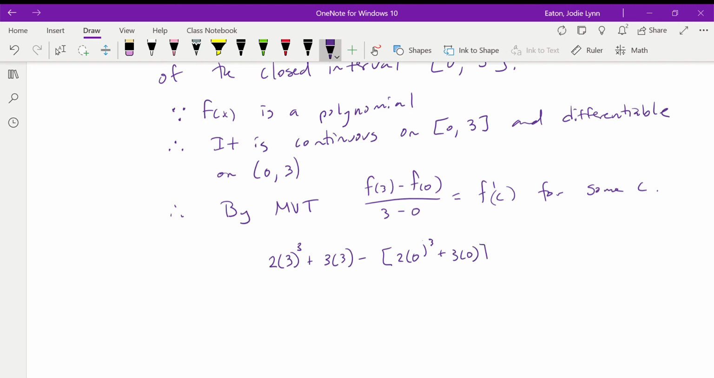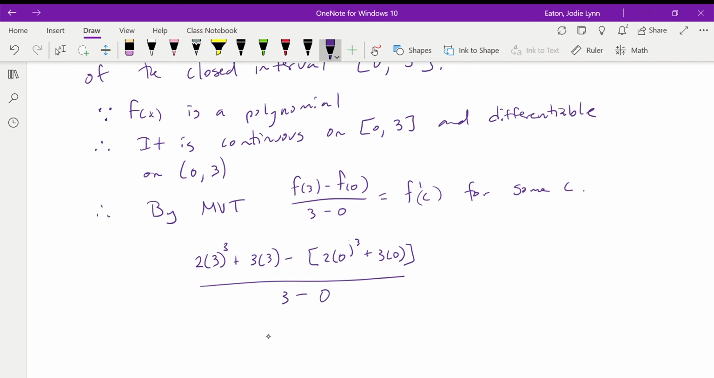Okay, that over 3, 0. So that is 3 minus 0. So that is equal to f of 3 minus f of 0 over 3 minus 0. So now f prime of c is going to be 6x squared plus 3 evaluated at x equals c.